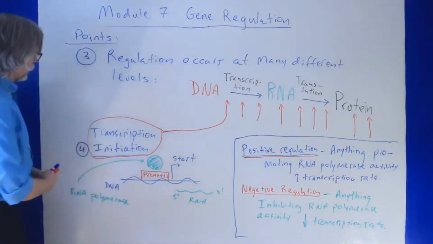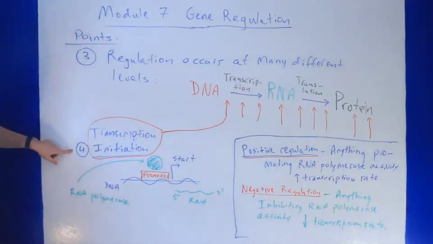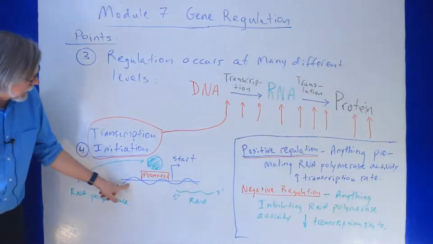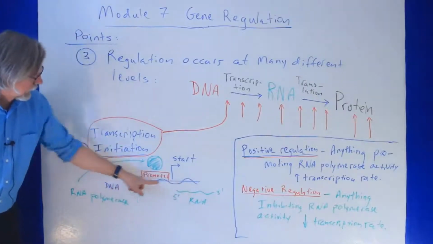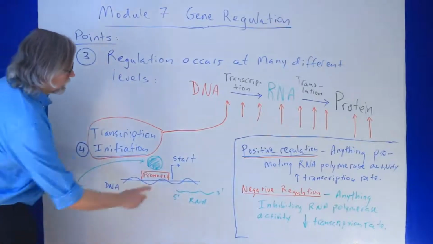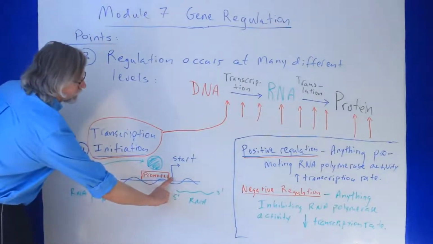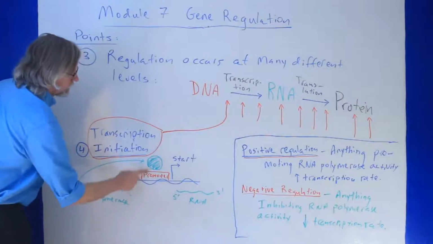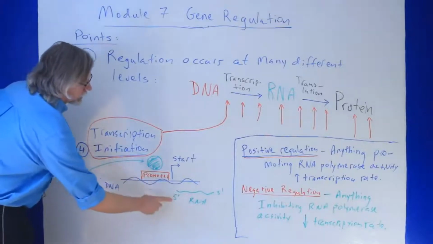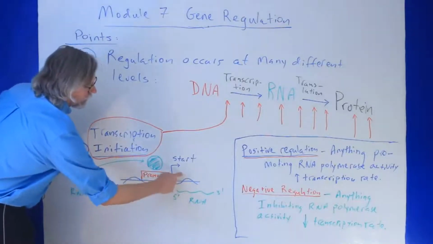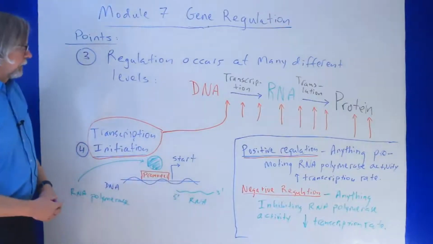Okay, so point 4 here is mostly a reminder about what's happening in initiation of transcription. We covered this way back in the beginning of the course. And here's DNA, double helix. It's going to be a gene that's going to be transcribed. There's a start site of transcription. This is where the RNA polymerase is going to start making an RNA copy of the DNA template.